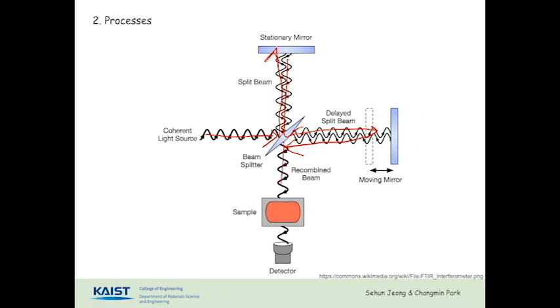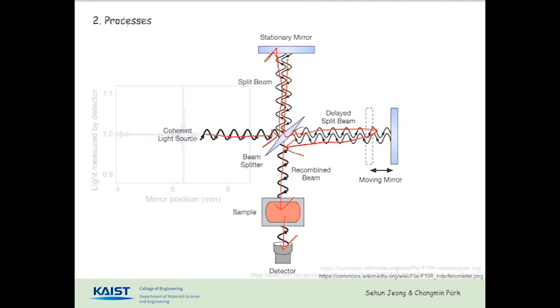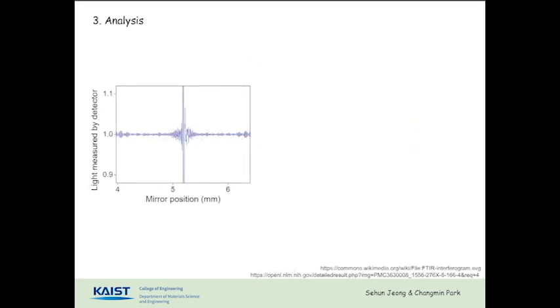The recombined beam passes through the sample, and some of the radiation is absorbed by the sample, and the rest is transmitted to the detector. So when the beam finally comes to the detector, we can see the infrared spectrum of the sample, which represents the molecular absorption and transmission. The left picture is the raw data of FTIR spectroscopy.